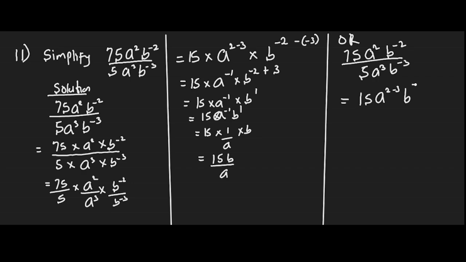We have b raised to power minus 2 minus 3. This minus 3 is here, and this minus here comes as a result of division. Same base, the operation between is division. And this is going to give us 15 a raised to power minus 1 b raised to power minus 2 plus 3. This is going to give us 15 a raised to power minus 1 b raised to power 1, or we can have it as 15 b all over a. You can see we also have the same answer. Either you follow this route or you solve it like this, you have the same answer.